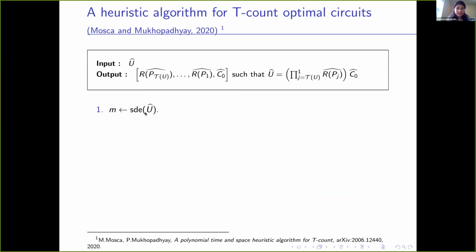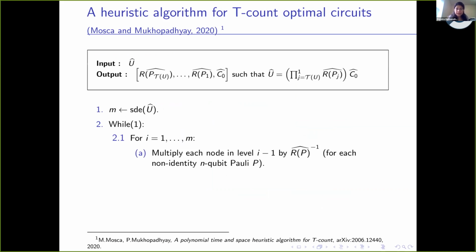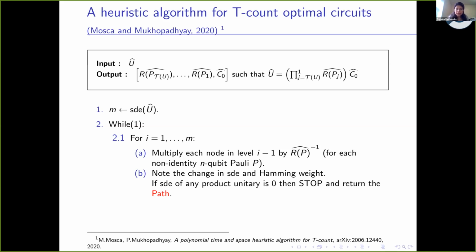Now, as I said, the SDE changes each time this RP is multiplied. This RP means one T count circuit, right? So each time it is multiplied, the SDE can change by 1. So we cannot have the T count of any unitary which is less than the SDE of its channel representation. So first we test whether the T count is at most the SDE. For this, we multiply each unitary at level I-1 by RP inverse, and then we note the change in SDE and Hamming weight. And if the SDE of any product is 0, we know we have reached the Clifford, we stop and we return the path, which is the unitaries in the edges.